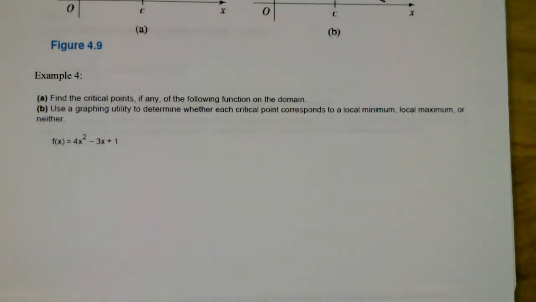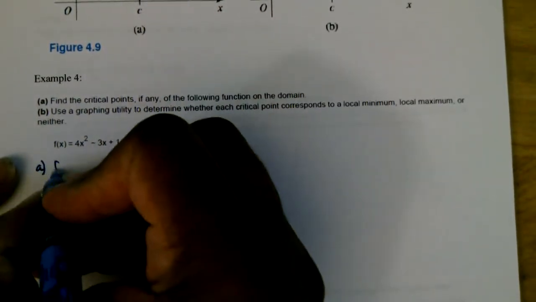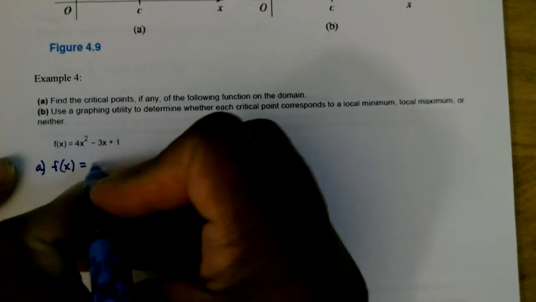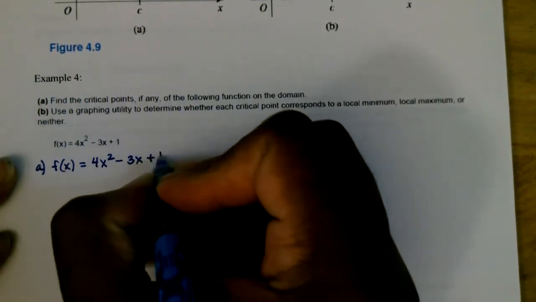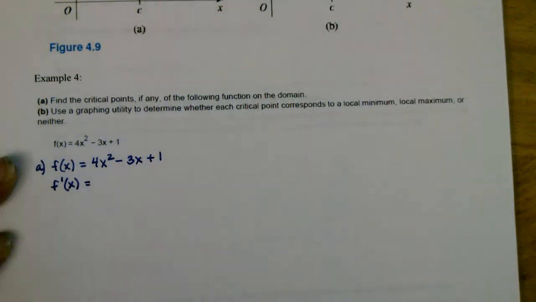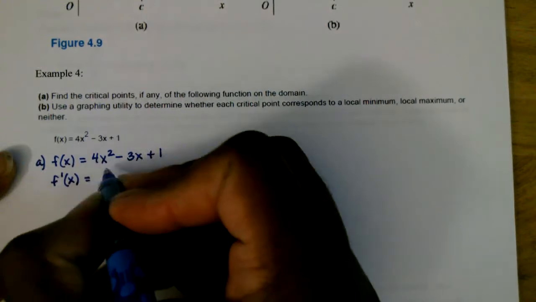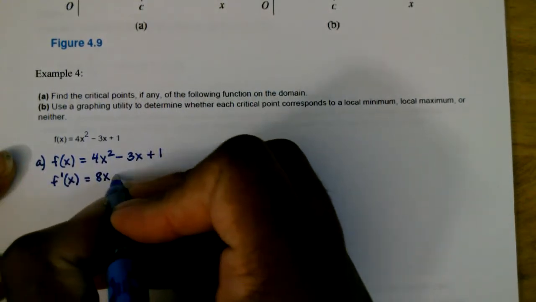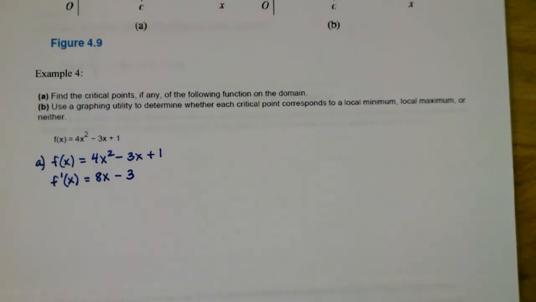Well, to do that, you have to take the first derivative. Now I'll go ahead and rewrite the function f of x is equal to 4x squared minus 3x plus 1. So here you have to take the derivative of that function. So f prime of x will be, the derivative of 4x squared will be 8x, minus the derivative of 3x, which is 3. The derivative of a constant is 0. So f prime of x will be 8x minus 3.